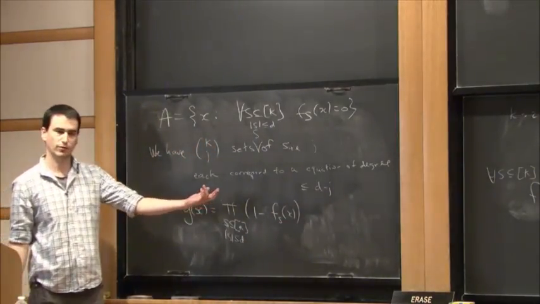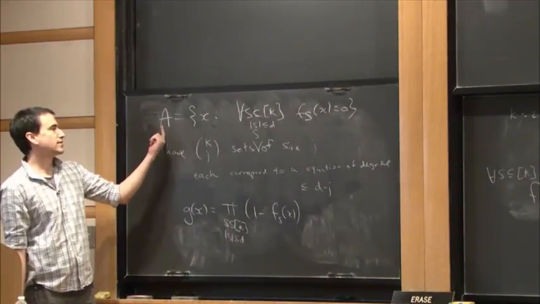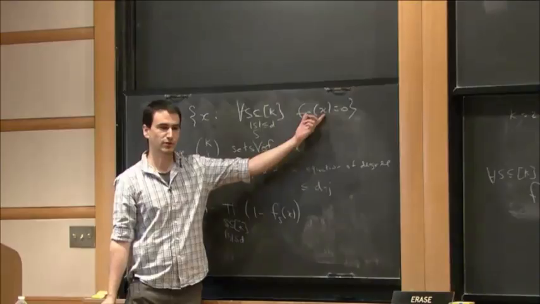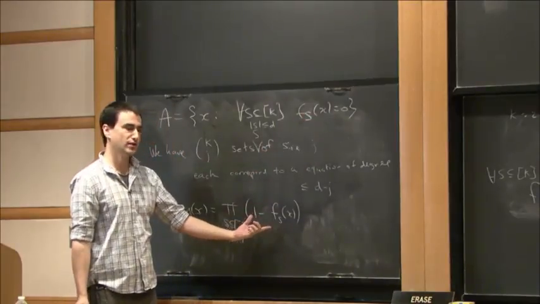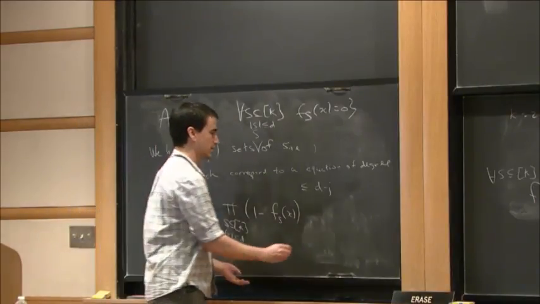Just taking the product of all f's. So what do we have? We have that x is in A if and only if all these are 0, which is if and only if all these are 1s, which is if and only if g(x) equals 1. Okay, so we get that.